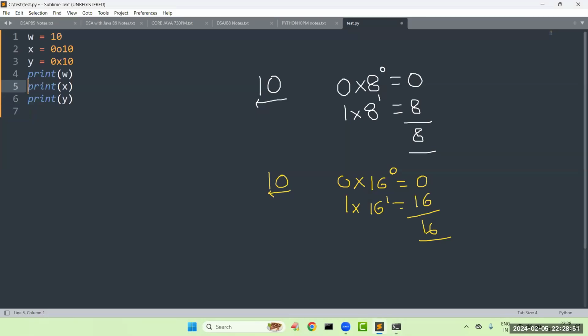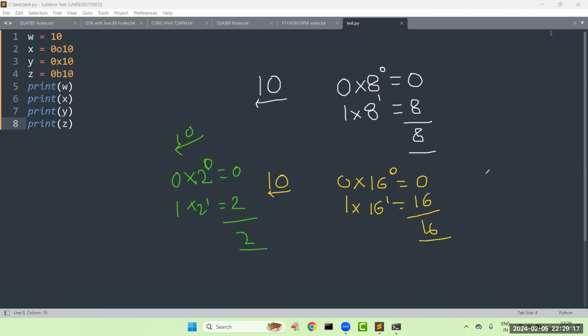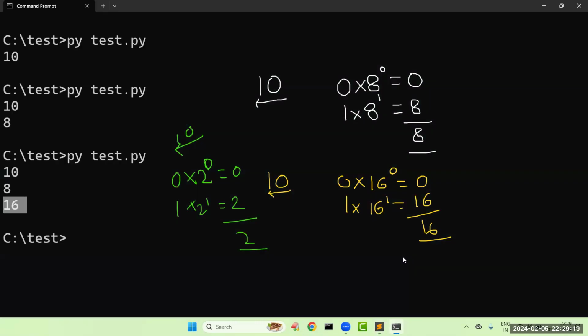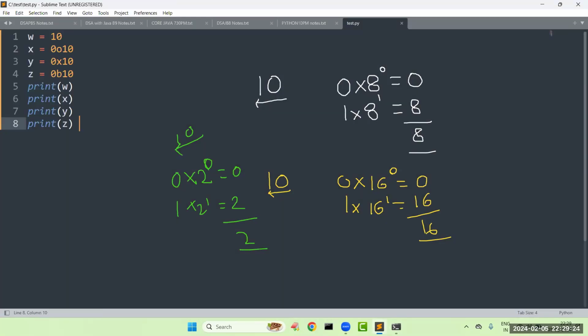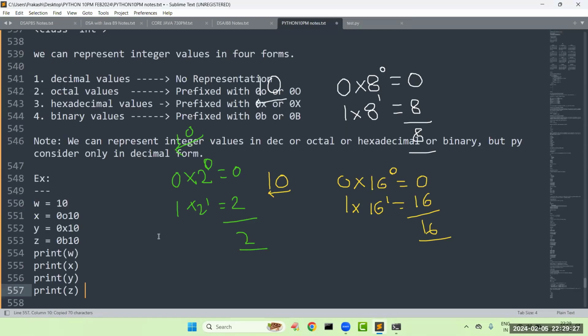Then I want to represent binary data. I am taking z = 0b10 and printing the value of z. What output do we get? In binary form, 10 is 0 into 2 power 0, which is 0, plus 1 into 2 power 1, which is 2. The output we are getting is 2. Like that, you can give the data in any format. Python will convert the given data into which format? Decimal.